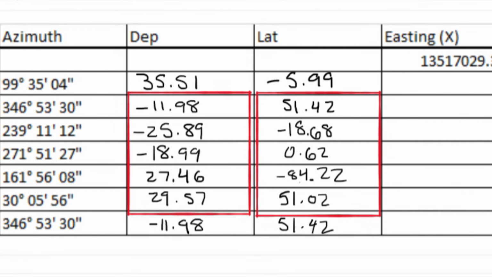In the departures, I ended up with 0.17, and in the latitudes, I ended up with 0.16. Usually your error between latitudes and departures should be very similar, like within a couple hundredths of a foot. If you've got a lot of error in one and not a lot in the other, then you might have done something wrong, but usually they come out pretty close to each other.